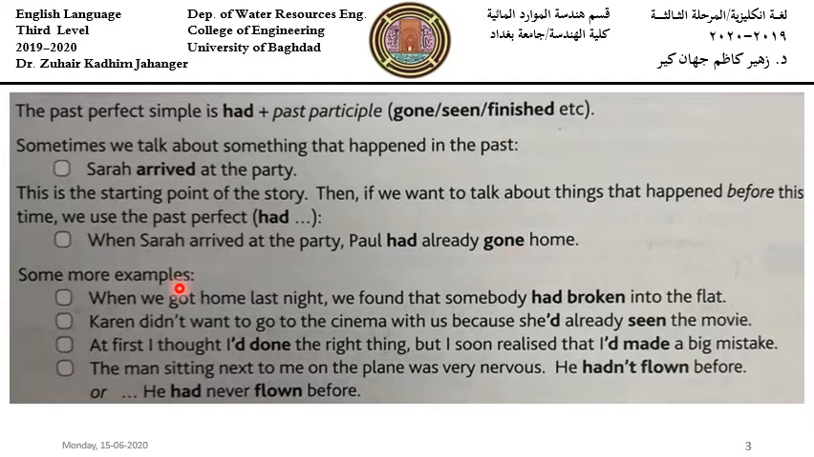Some more examples. When we got home last night, we found that somebody had broken into the flat. Had broken means someone broke the door and entered the flat, like a thief. Karen didn't want to go to the cinema with us because she'd already seen the movie. At first, I thought I'd done the right thing, but I soon realized that I'd made a big mistake.